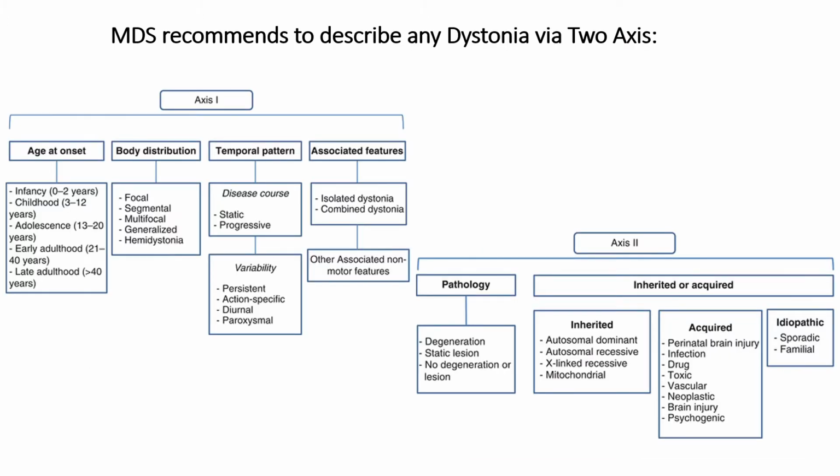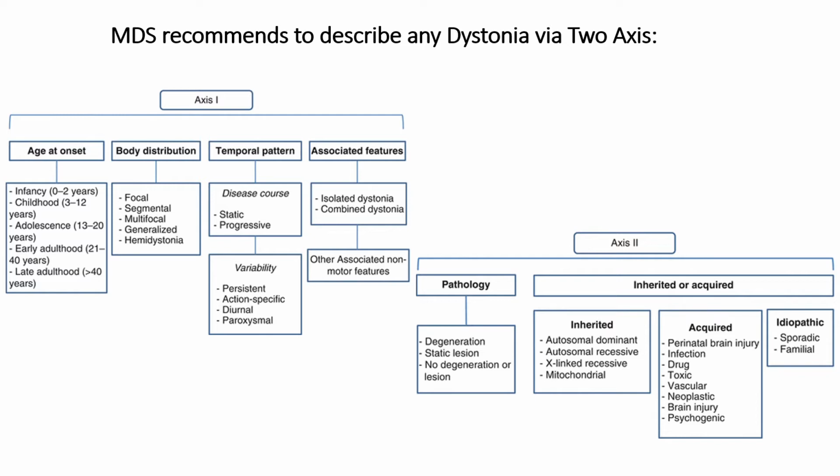Right. So the MDS again recommends two axes to define dystonia, axis 1 and axis 2. Axis 1 would include the age of onset. Is it starting in infancy, childhood, adolescence, or adulthood? Then body distribution. Is the dystonia focal? For example, an oromandibular dystonia occurring only in the lower part of the chin and the lips. Is it segmental, affecting certain parts of the limbs? Is it multifocal? Is it generalized? Is it hemidystonia, affecting half of the body?